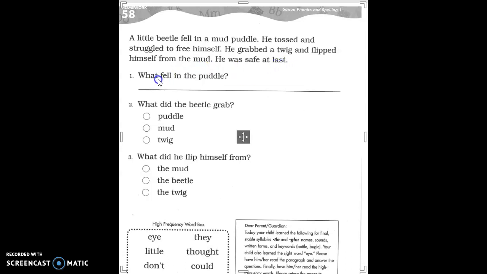Question 1. What fell in the puddle? Question 2. What did the beetle grab? Puddle, mud, or twig? What did the beetle grab? Puddle, mud, or twig?